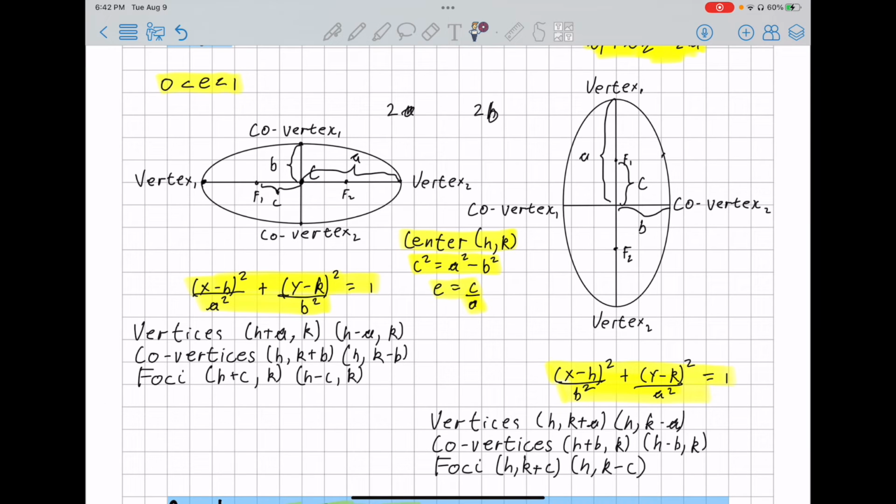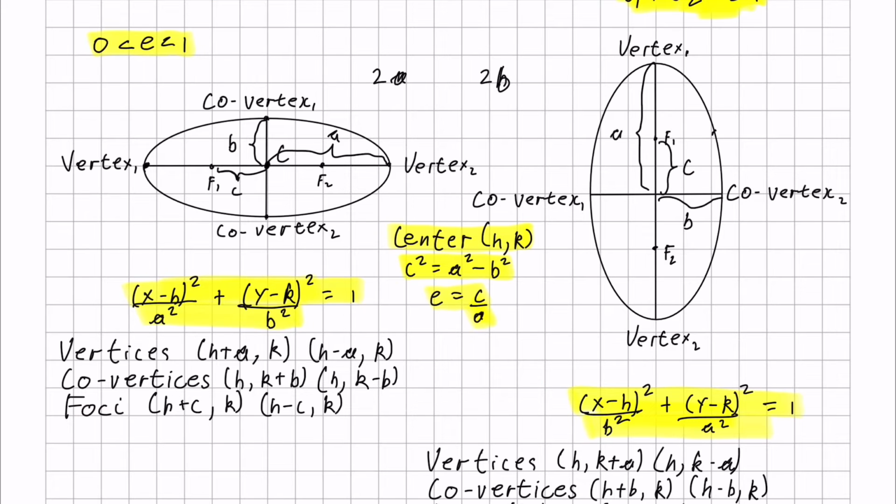And over here, it's not quite different. To get the vertex, it'll be h comma k plus a, so going a distance up to get the vertex, and h comma k minus a, which would be a distance below. The same applies here and here. You don't need me to explain all that. But a quick note: the foci are always going to be on the major axis. So over here, the foci are on the horizontal because this is the major axis.